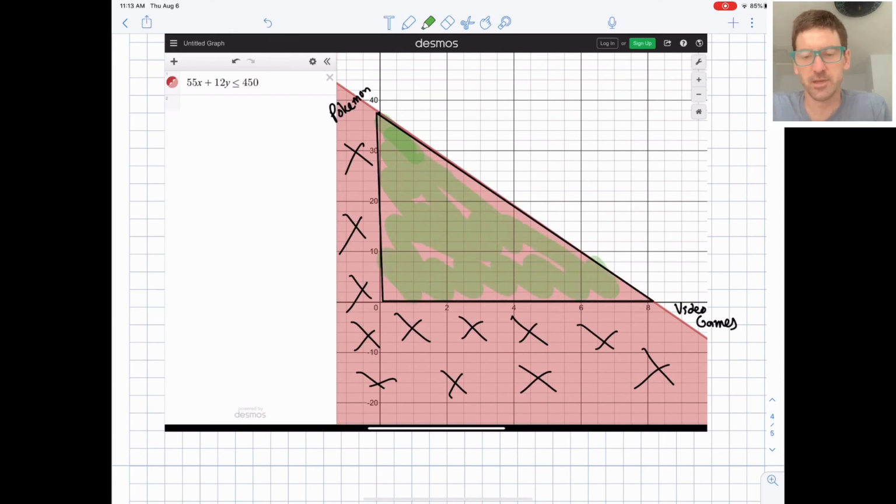He doesn't have to spend his whole $450. He could buy nothing and spend $0. But any point in there is valid. And as just one example, this is a valid point right here. He could buy 4 video games and 10 Pokemon packs, and he would be within his $450 budget. All right, and that's a good place to stop right there.